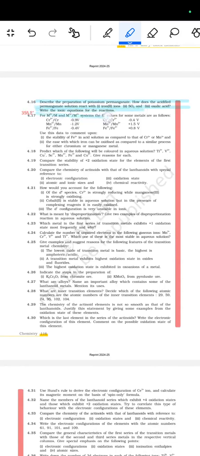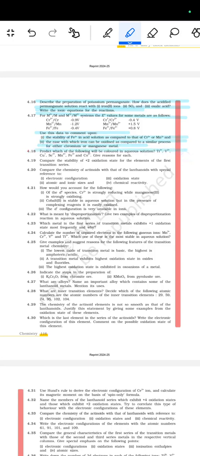For the M2+/M and M3+/M systems, the electrode potential values for some metals are as follows. Use this data to comment upon the stability of Fe3+ in acid solution as compared to that of Cr3+ or Mn3+, and upon the ease with which iron can be oxidized as compared to the similar process for either chromium or manganese metal.